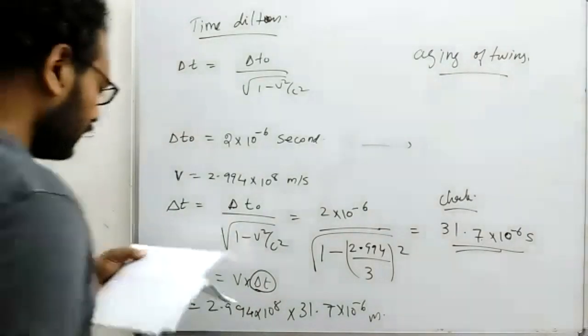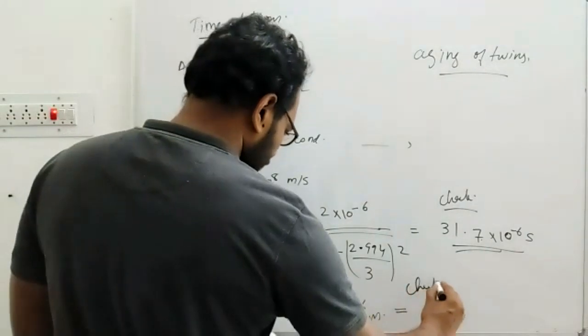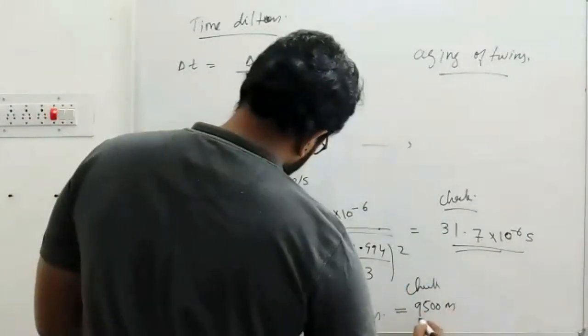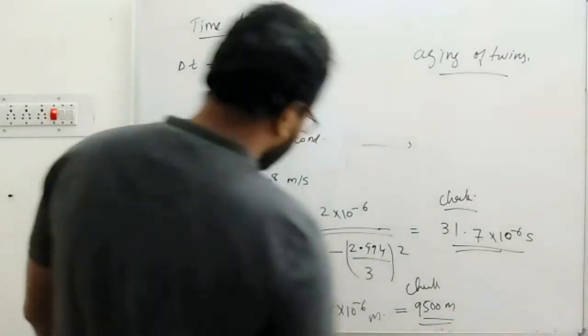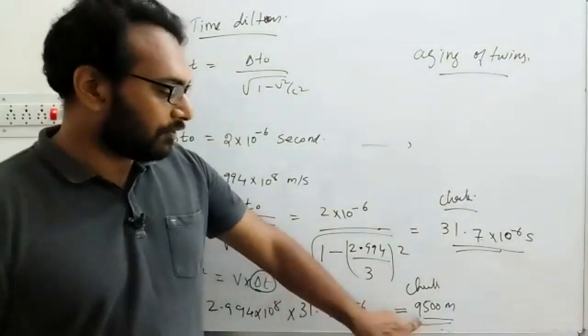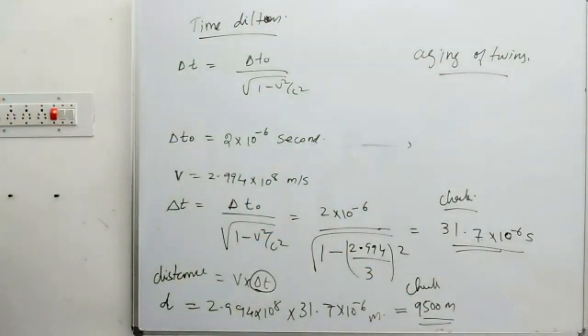So I think, okay, again, you have to check this numerical part. Check. This is 9,500 meter. All right. So we see that the muon actually travels a distance of 9,500 meter before it decays. Okay. Now, again, it's interesting to look at it in a different way.